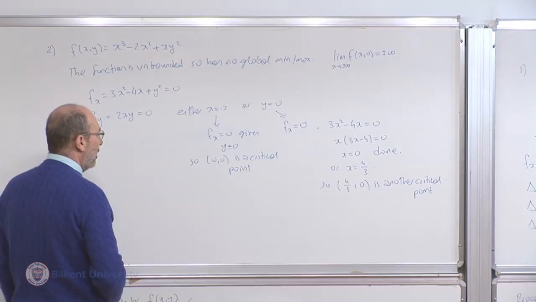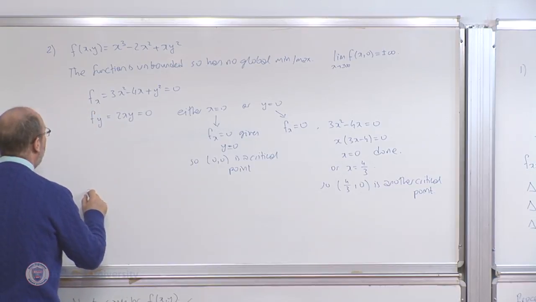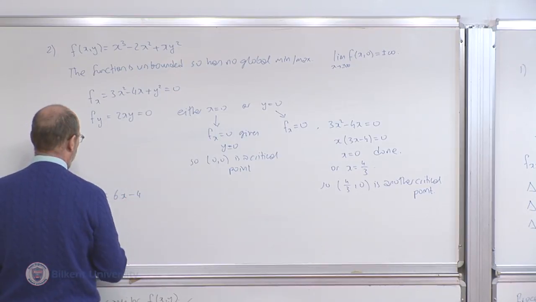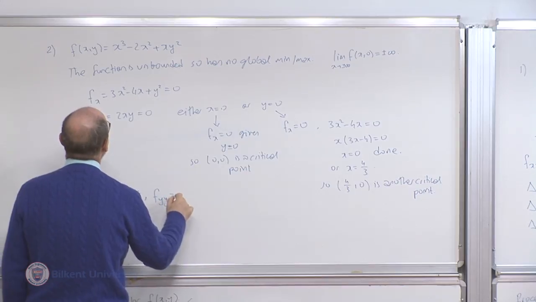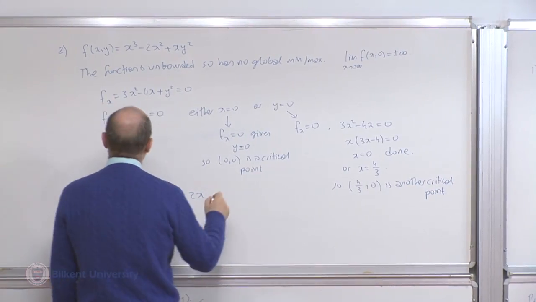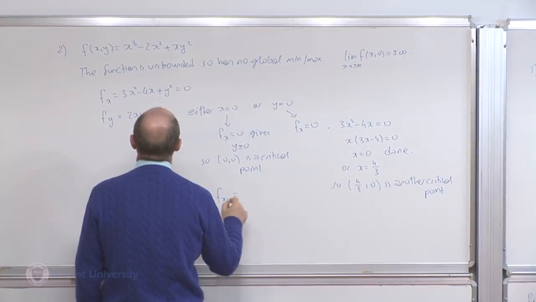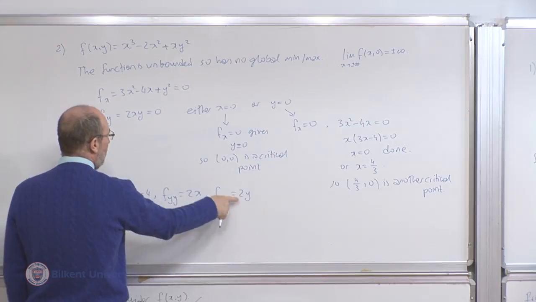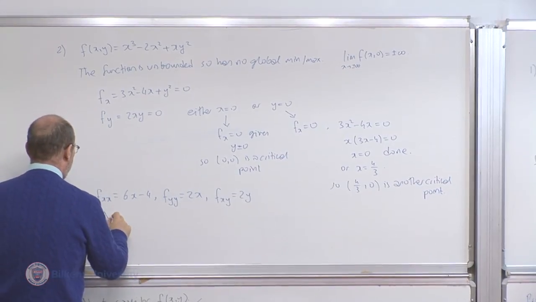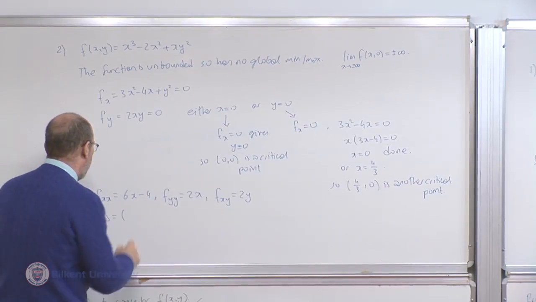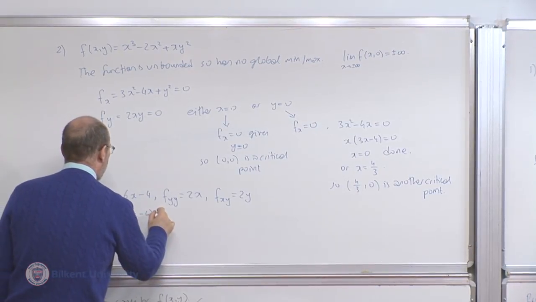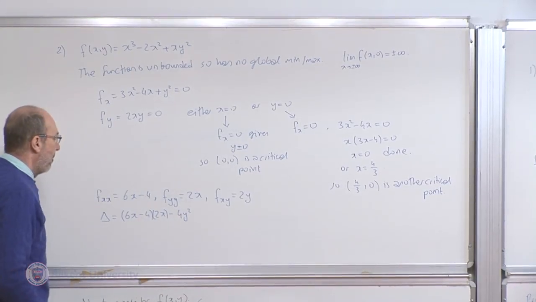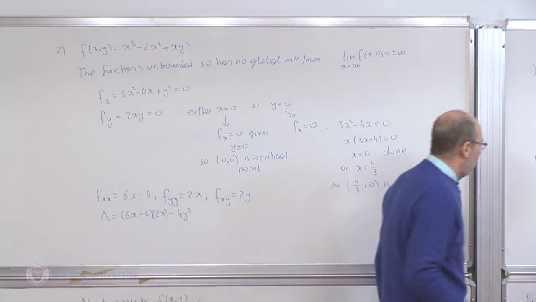Then we apply the second derivative test. I look at f_xx, which is 6x minus 4. f_yy is equal to 2x. And f_xy is equal to 2y. I also check that the derivative of this with respect to x is the same. So the discriminant is equal to (6x minus 4) times 2x minus 4y squared. Let's erase this now.